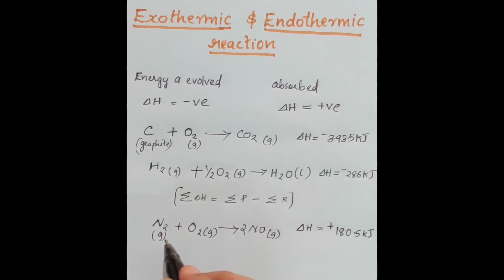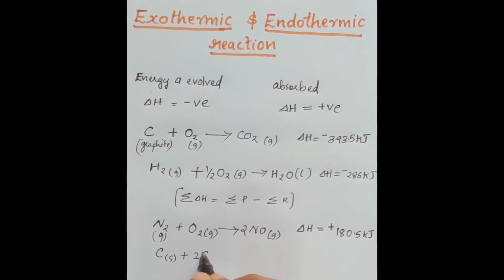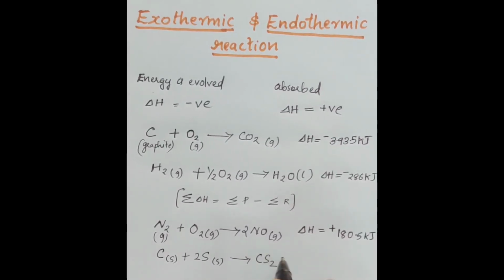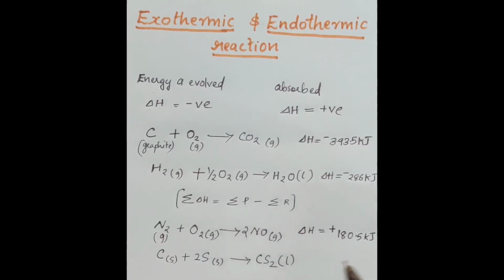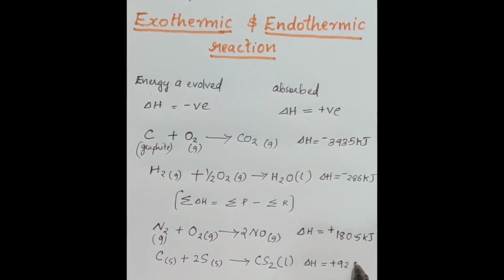And you can see one more example: carbon is in solid state, sulfur is also in solid state, and CS2 is in liquid form, and here delta H is 92 kilojoule. Here we can see one more example for the endothermic process.